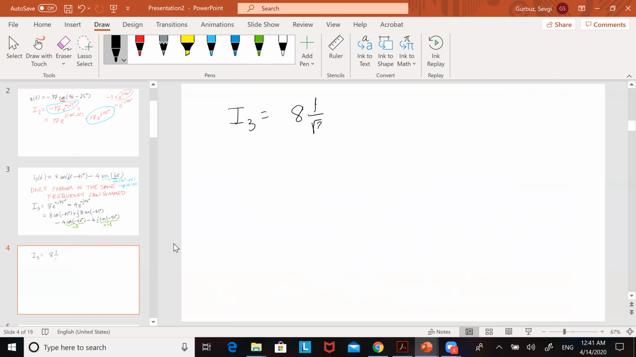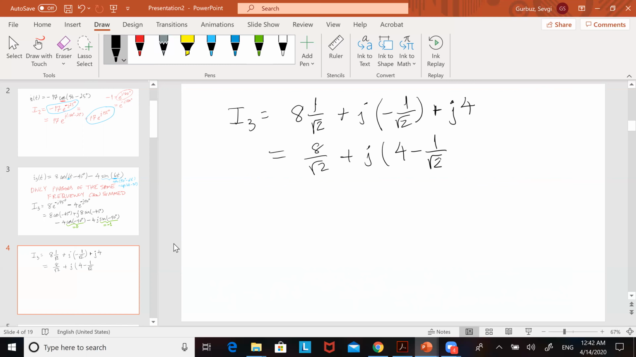So this is 8 times 1 over the square root of 2, plus j times the sine of minus 45 degrees, which is minus 1 over the square root of 2, minus 0, and then we have plus j4, which comes together here. So once we have this, now we need to group the imaginary and the real terms together. So we have 8 divided by root 2 plus j times 4 minus 1 over the square root of 2.